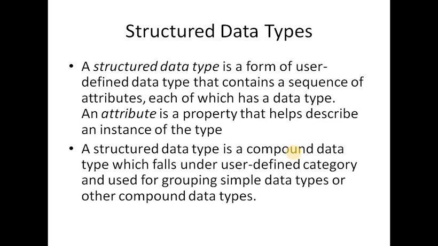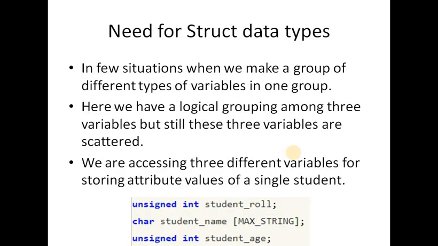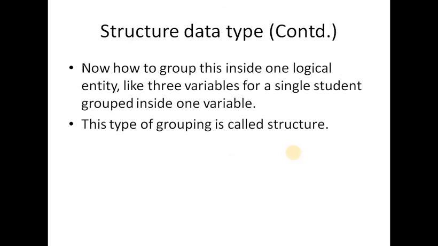Again, discussing the structured data type, it is a form of user defined data type that contains a sequence of attributes, each of which has a data type. An attribute is a property that helps describe an instance of the type. So this is the syntax of struct. We are defining a structure name and type and members. It contains a sequence of member variable names along with their types. Why do we need the struct data type? In a few situations we make a group of different types of variables in one group. Here we have a logical grouping among 3 variables, but still these 3 variables are in scattered form. So we can apply the struct data type.